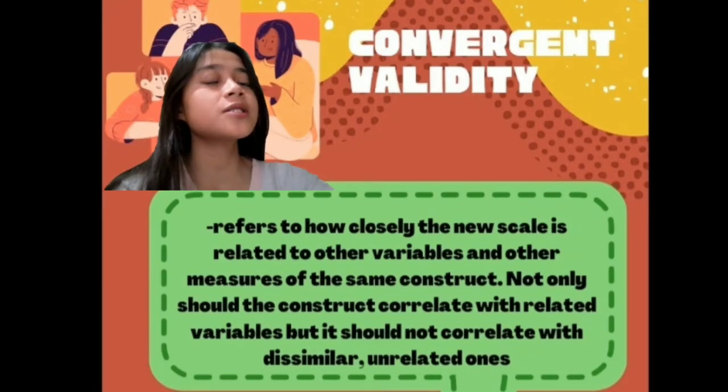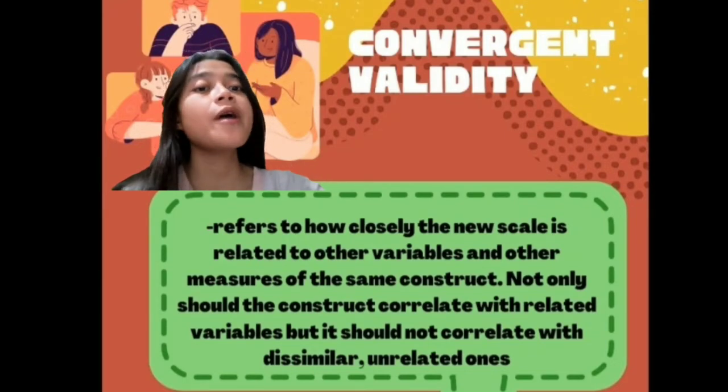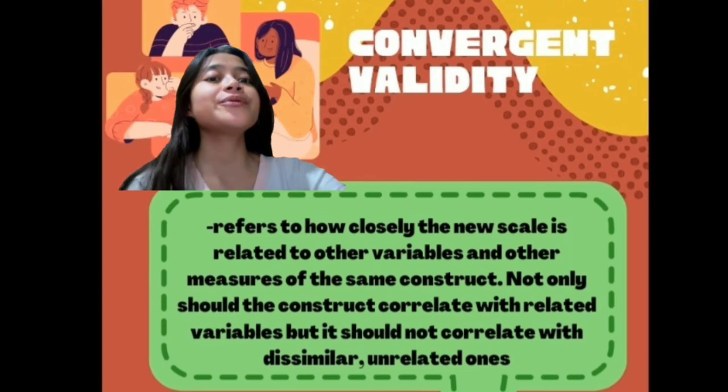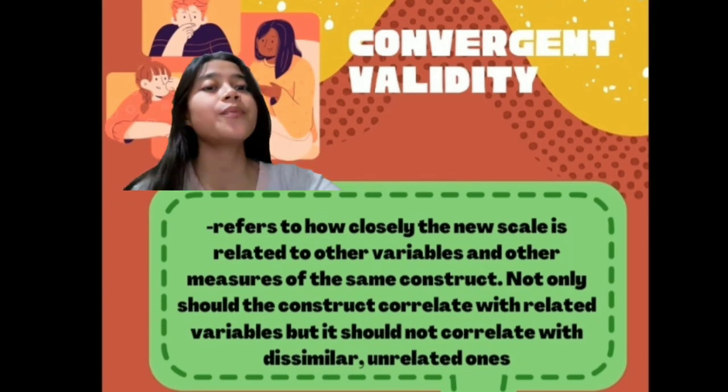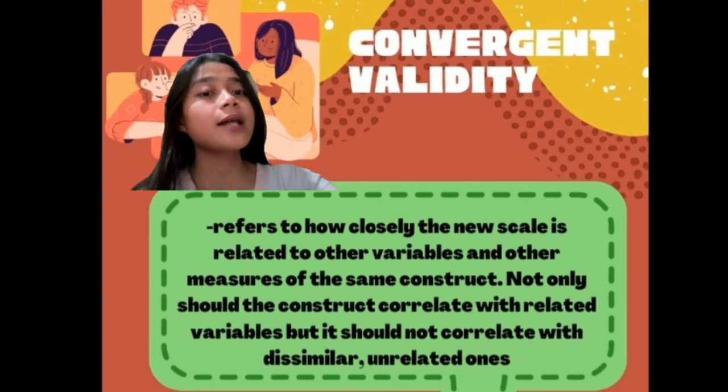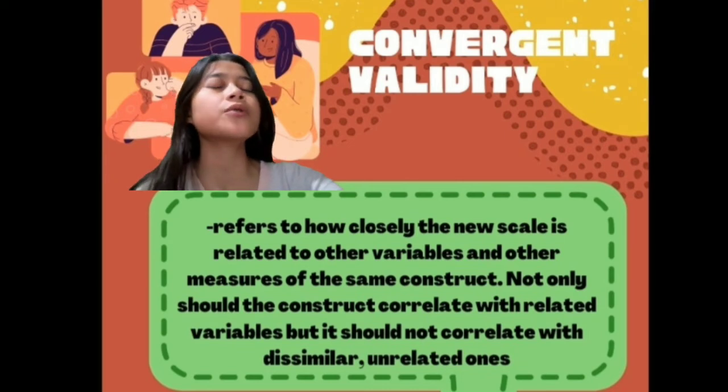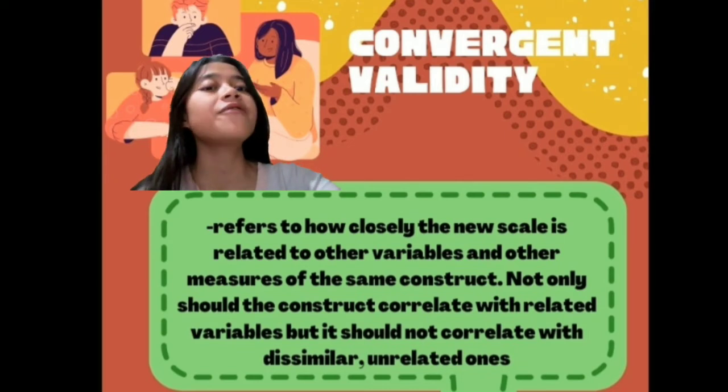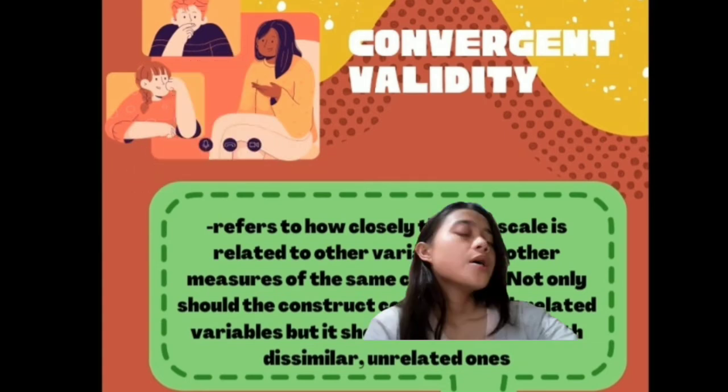My topic is convergent validity, which refers to how closely a new test is related to other variables and other measures of the same construct. Not only should the construct correlate with related variables, but it should not correlate with similar unrelated ones.